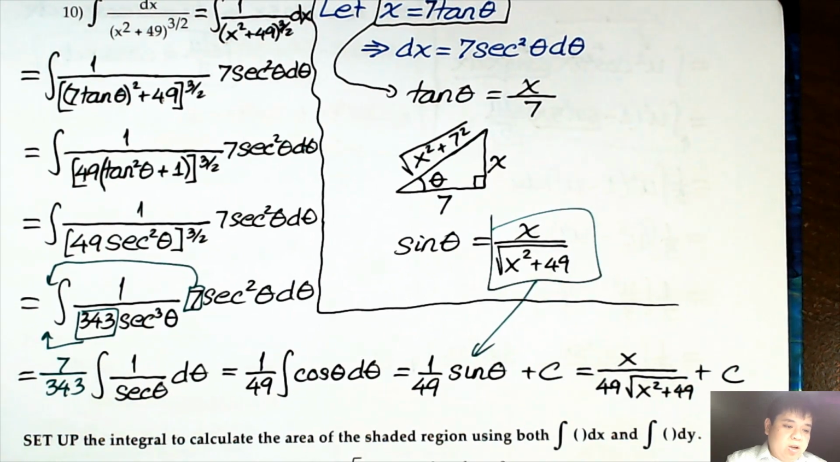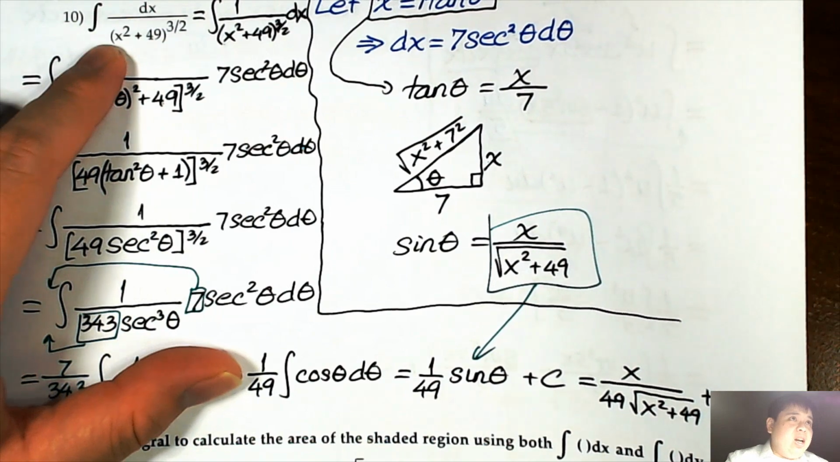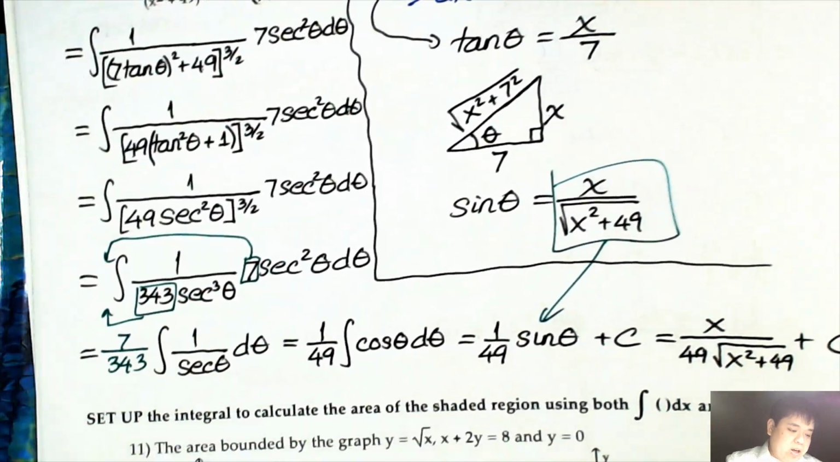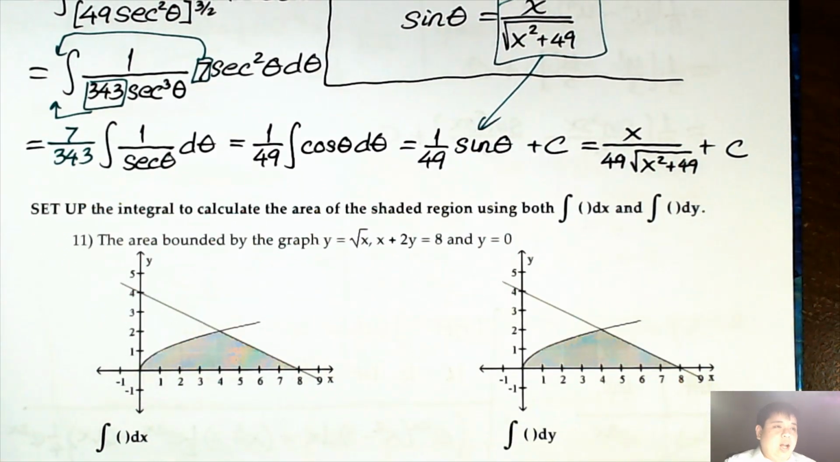So that is the trig substitution. Again, in this case, x squared plus a constant square, so that is the tangent. Next, we have a few application problems.